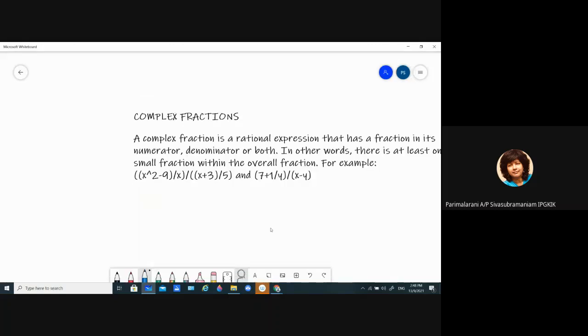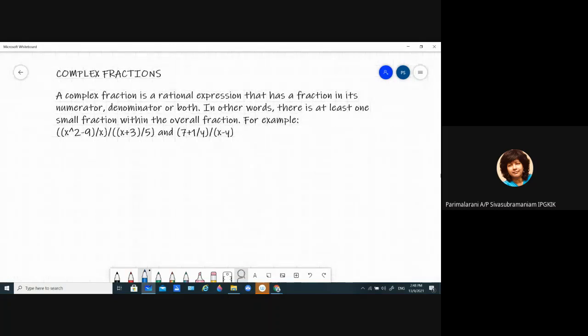Okay, next we're going to look at complex fractions. What do we mean by complex fractions? A complex fraction is a rational expression that has a fraction in its numerator, in its denominator, or in both. In other words, there is at least one small fraction within the overall fraction.